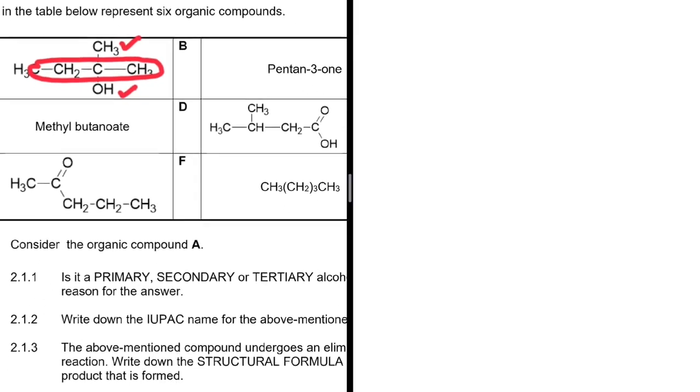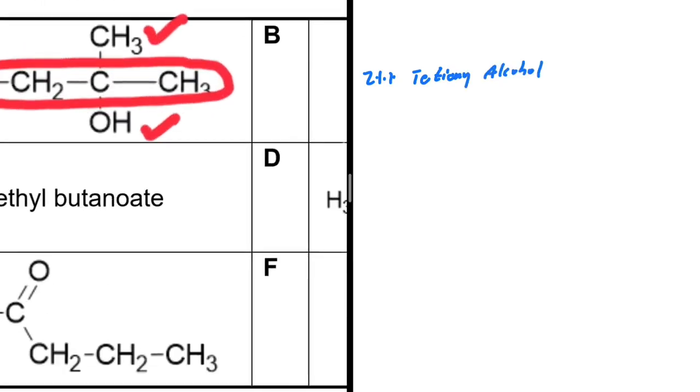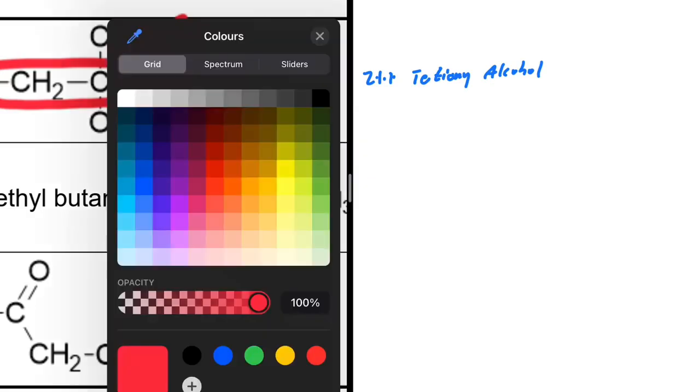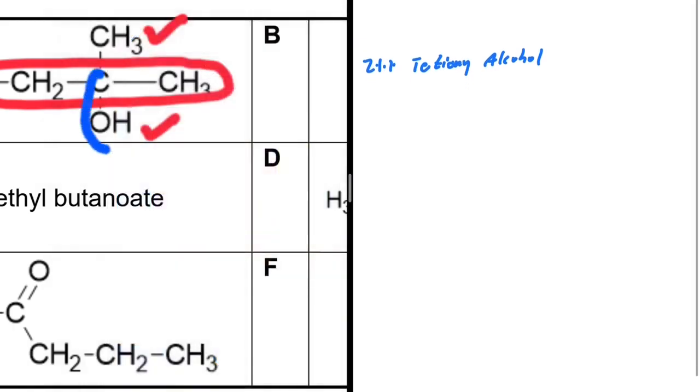Let's go back to the question. Is it a primary, secondary, or tertiary alcohol? Well, this is a tertiary alcohol. So let me just write that down first and then explain to you why I'm saying so. This is a tertiary alcohol, right? Why do we say that it is a tertiary alcohol? It is because, take a look at this carbon that is bonded to OH.